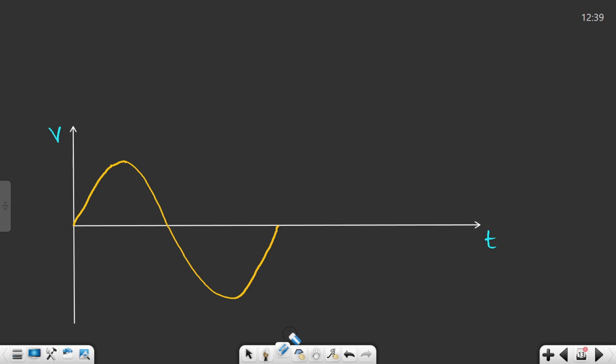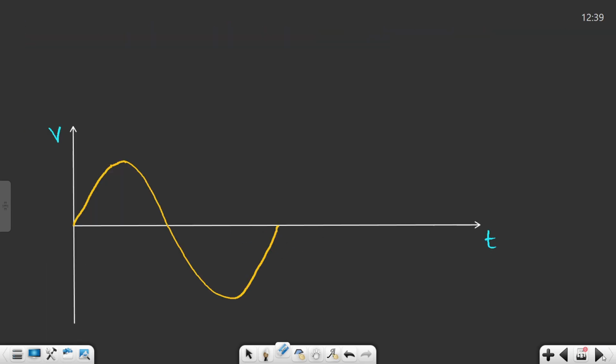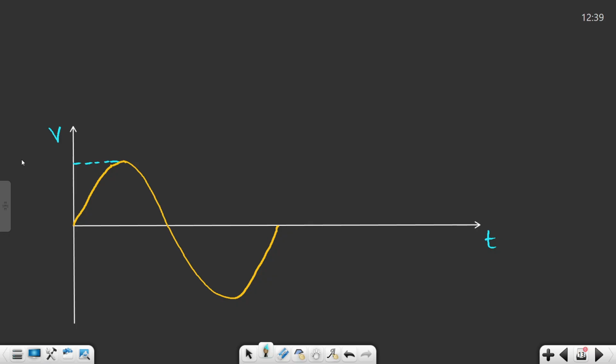Let me just write over here. First of all, I need to clear this point: 240 volts peak to peak. What does that mean? You see over here, the positive half is 120 volts, and the negative half is minus 120 volts, right? So if I want to calculate the overall AC voltage, it is nothing but the peak to peak voltage.